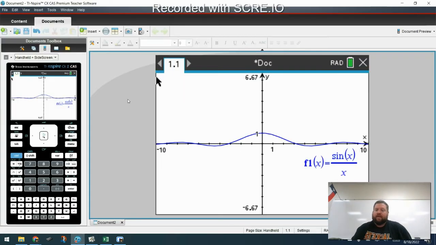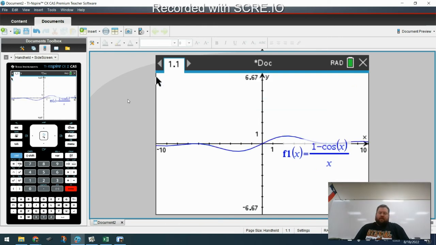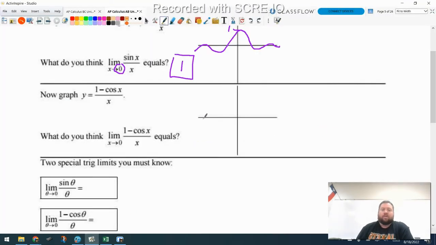All right, so I'm just going to tab here and I'm going to arrow back up to that graph, and I'm just going to change this function out, 1 minus cosine of x over x. All right, so as x approaches 0, that's right here. It looks like this function is approaching 0 as well. It's going right through the origin right there. So this kind of goes like this, like that. All right, so I think the answer to this is 0.